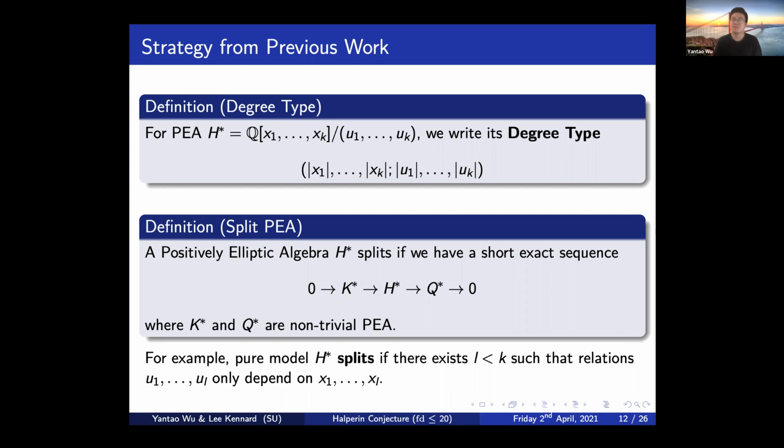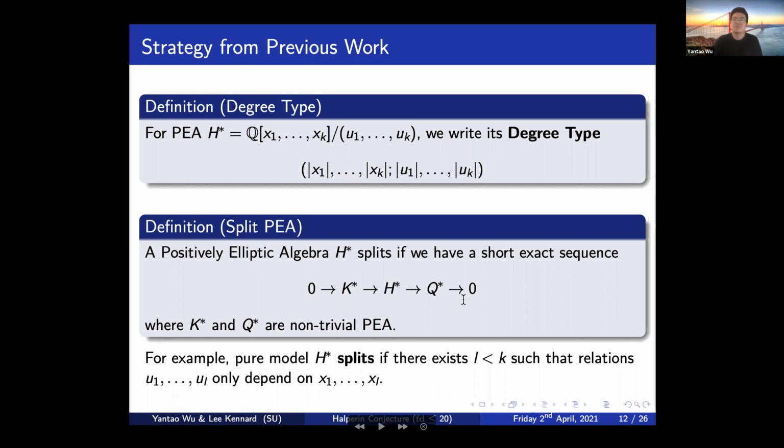And the split is another description. Intuitively, it means that a positive elliptic algebra itself contains another positive elliptic algebra. But the rigorous definition says that it splits if we have a short exact sequence 0 to K star, to H star, to Q star, to 0, where K star and Q star are non-trivial PEAs. If we have a pure model H star, then it splits if the first L relations depend only on the first L generators. So the split here is just an intuitive description of something being reducible. If a positive elliptic algebra splits, it means it is reducible to two other positive elliptic algebras.